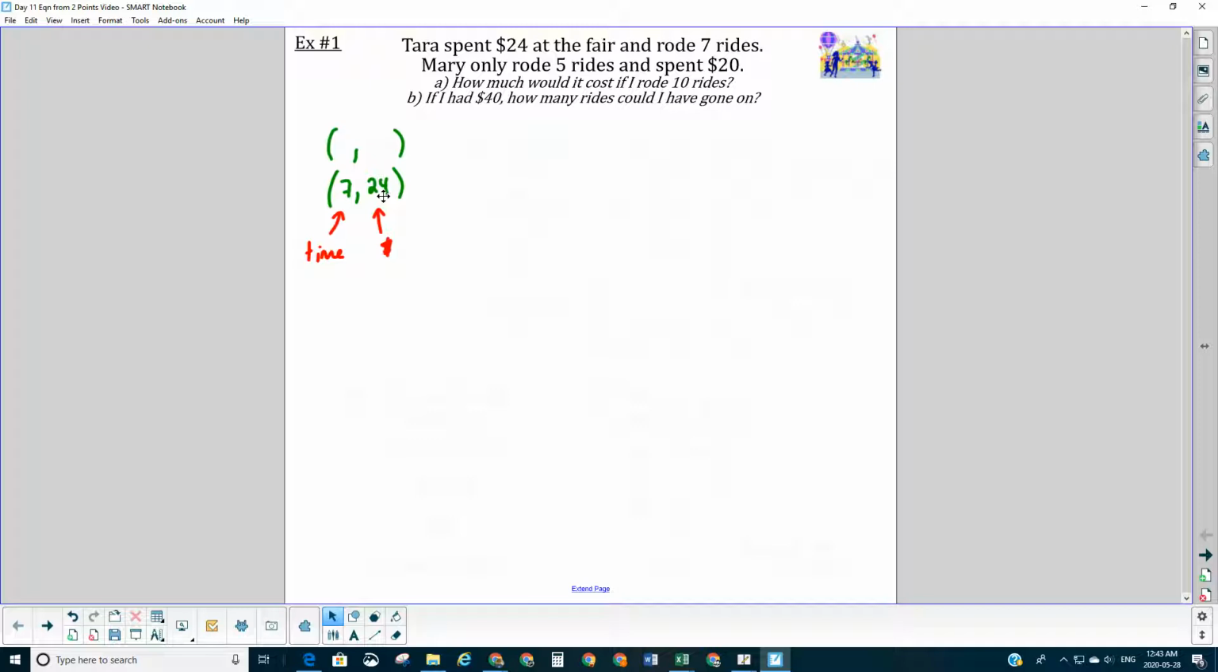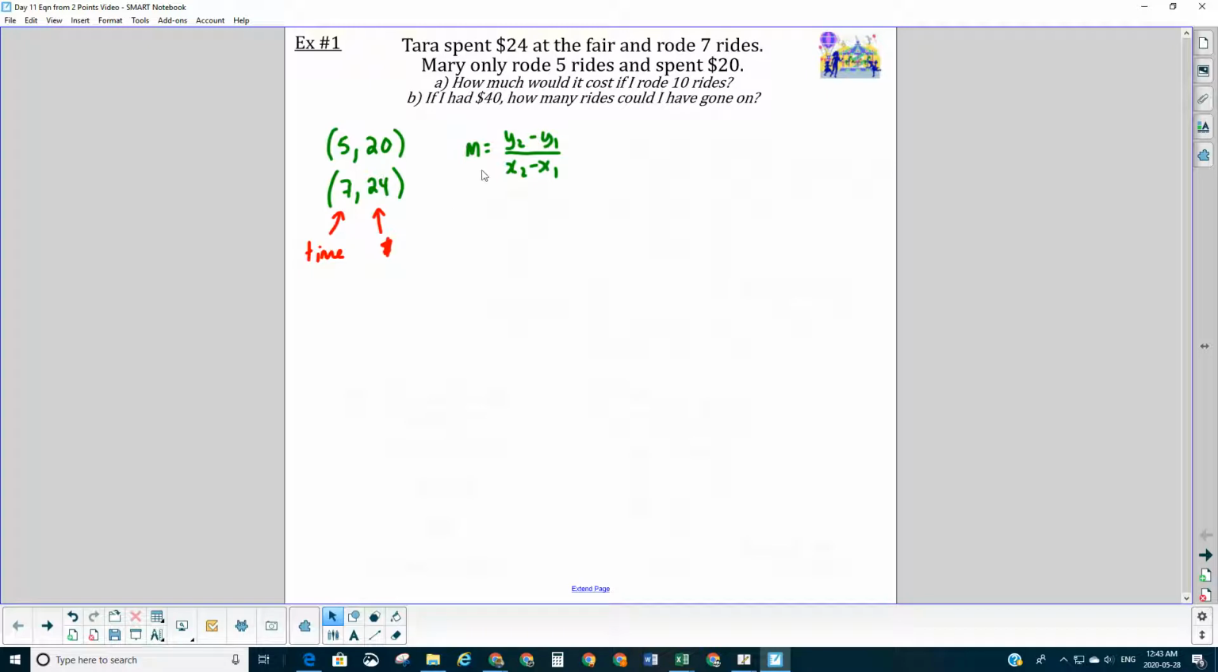The cost at the fair depends on how many rides you go on. And then Mary, her information is given in the opposite direction. She only rode 5 times and spent $20. So 5 and 20. Unlike yesterday where we had a slope and 1 point, here we have 2 points. Once we have 2 points on a graph or in a relationship, we can figure out the slope. We can do that by using our trusty slope formula.